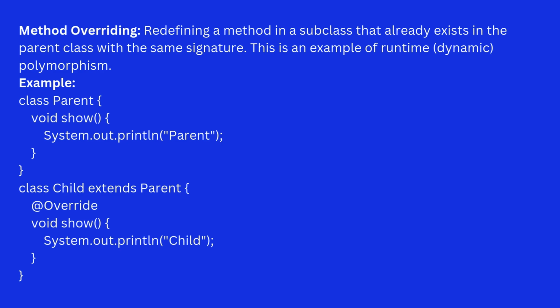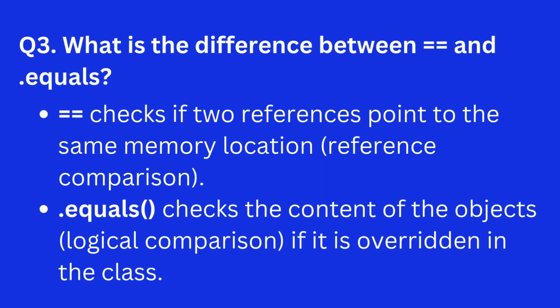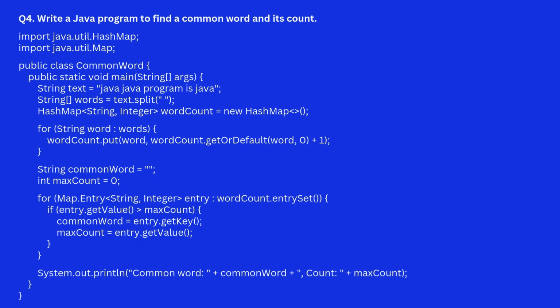Code. 3. What is the difference between == and .equals()? Answer. == checks if two references point to the same memory location. Reference comparison. .equals() checks the content of the objects. Logical comparison, if it is overridden in the class. 4. Write a Java program to find a common word and its count. Code.